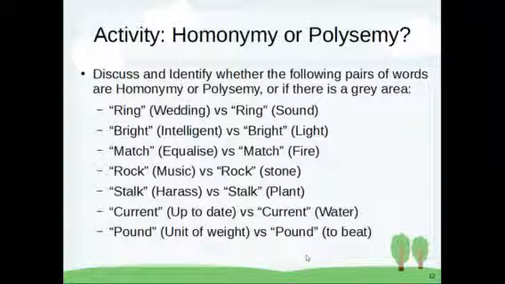So the activity for you guys is to discuss and identify whether the following pairs of words are homonymy or polysemy, or if there is a gray area. So we have ring as in wedding ring versus ring the sound, bright as in intelligent versus bright light, match as in equalize versus match in lighting a fire, rock as in rock music versus rock as in a stone, stalk as in harass someone versus the stalk of a plant, current as in up to date versus current water, pound, unit of weight versus pound to beat.